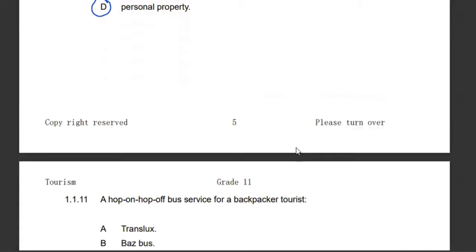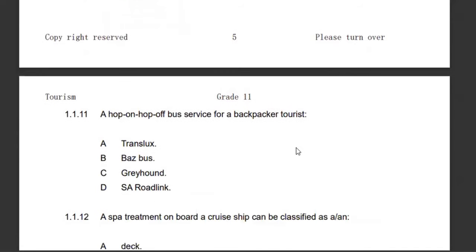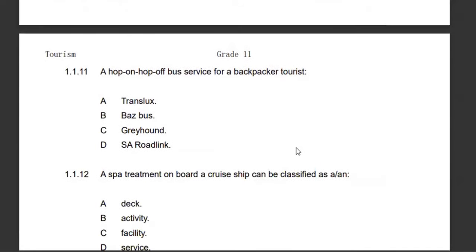Now moving on to the next one, 1.1.11, a hop-on, hop-off bus service for a backpacker tourist. So backpacker tourists are those tourists who move from one place to another. So they usually use the bus in South Africa. The bus is an example of a what? Of a hop-on bus service.